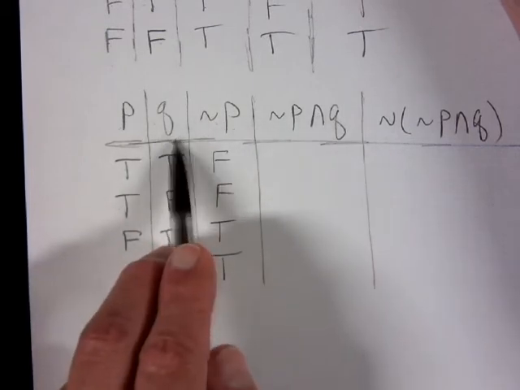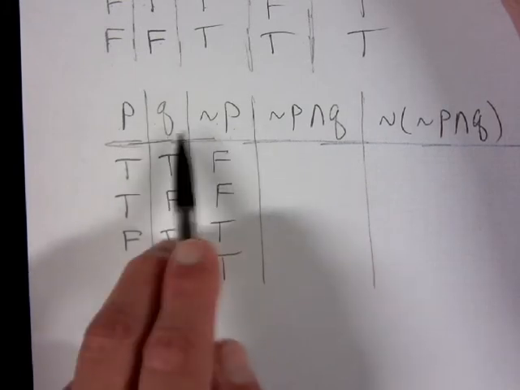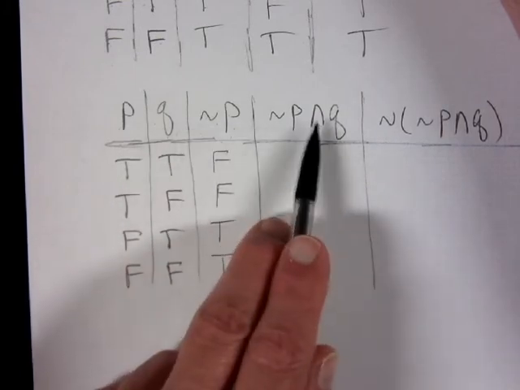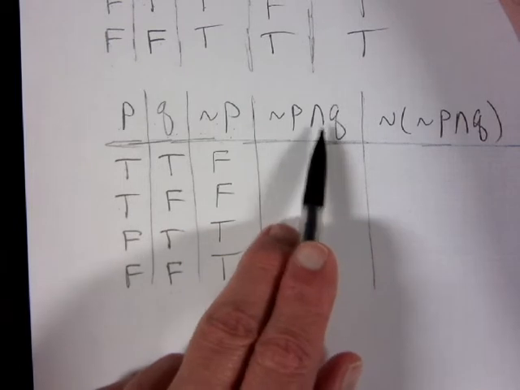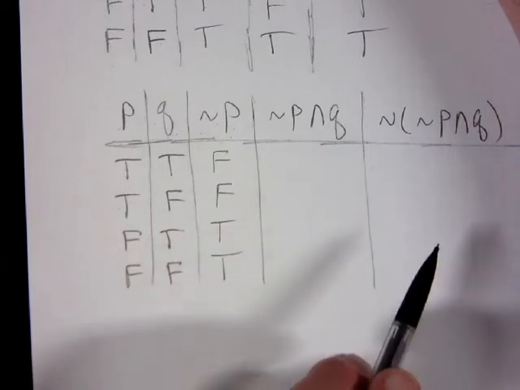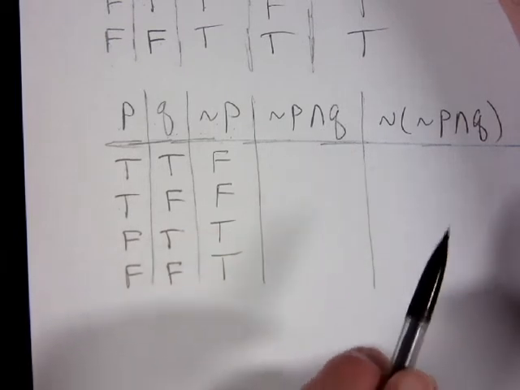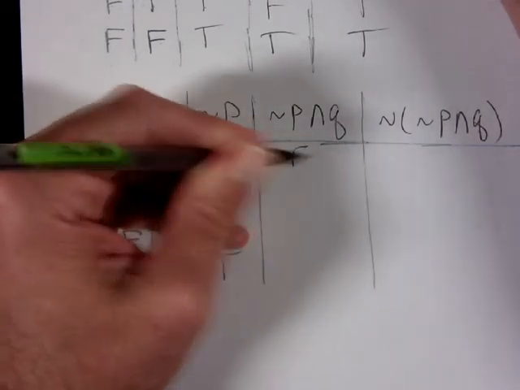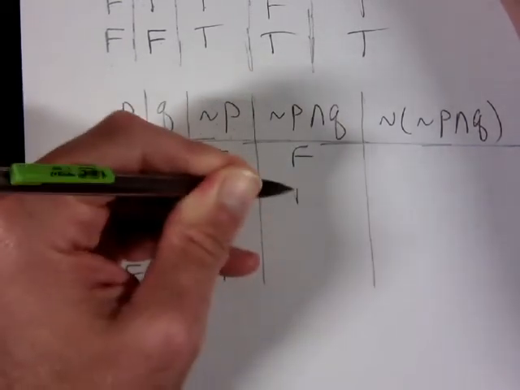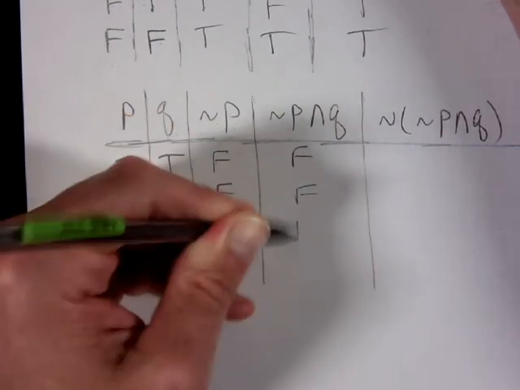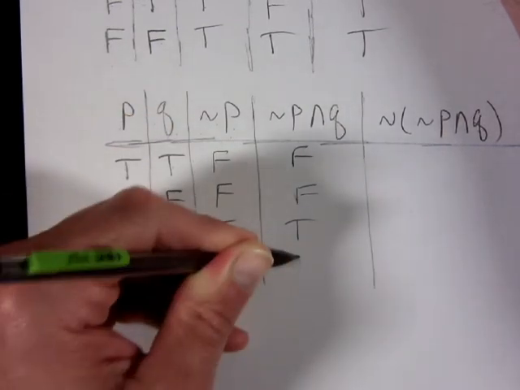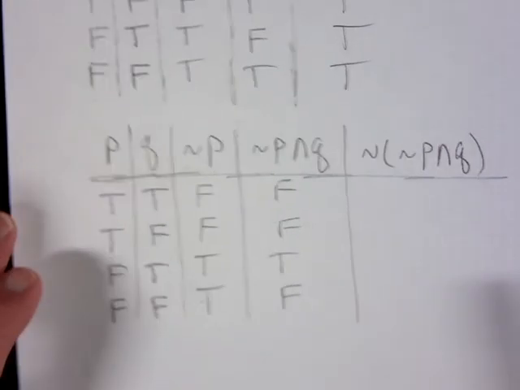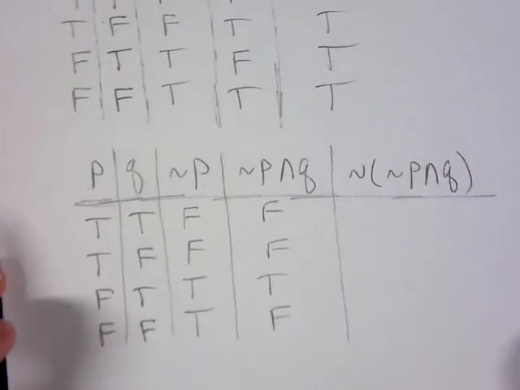So I'm using these two columns now to fill out the next column with and. Well, the only way an and statement can be true is if both parts are true, right? So true and false makes false. False and false makes false. True and true makes true. False and true makes false. So remember, the only way an and statement can be true is if both parts are true.